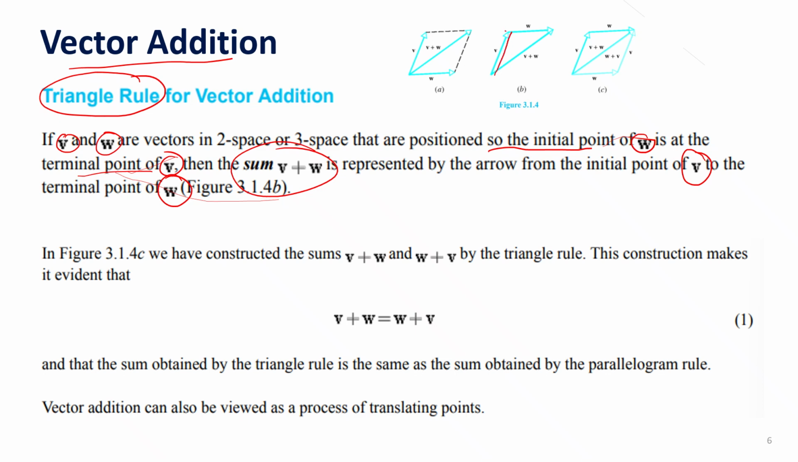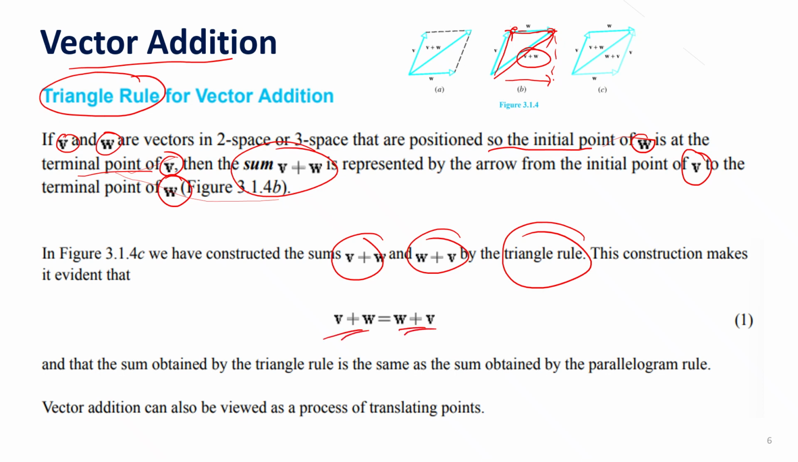So v is this one, and then if you put w here, from here to another point, the sum of these two vectors is this one, v plus w. So basically it's the same as the parallelogram if you translate it here. So this would be the parallelogram of it. So when we construct v plus w and w plus v, it would be the triangle rule. Basically, v plus w or w plus v is the same.